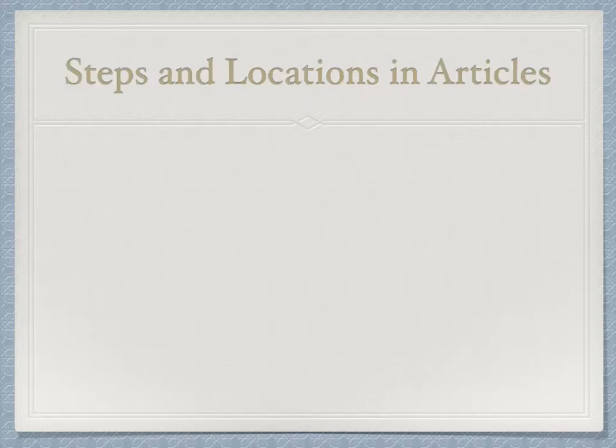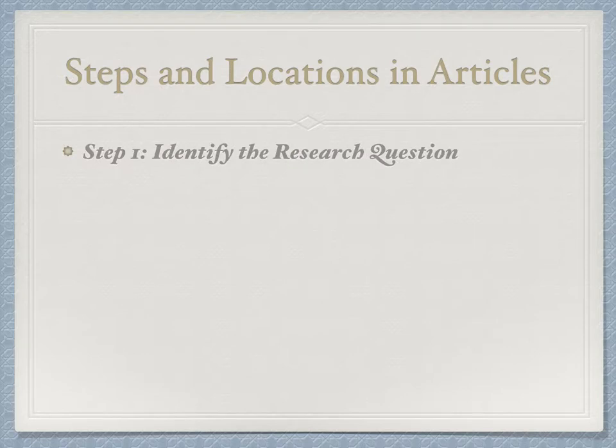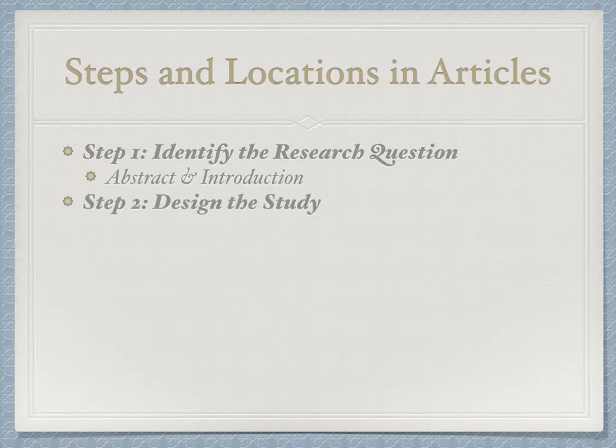But here what I want to talk about is where we can find our steps within our journal articles. So our first step is, again, identifying a research question. This is typically found in our abstract and the introduction. So this is where we should be able to do that step. We should find that in those two parts of our article. Step 2, design, and step 3, methods, are all going to be in the methods section. So we design the study, and then we actually do the study, and we discuss that in the methods section within the journal article.